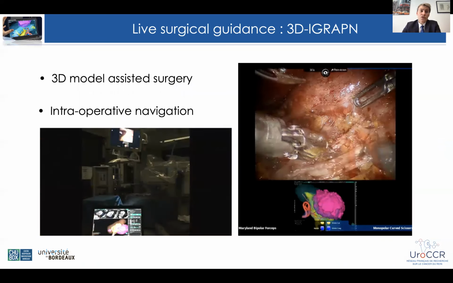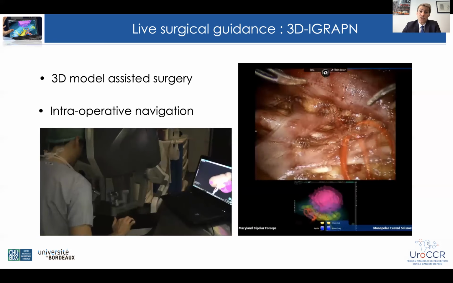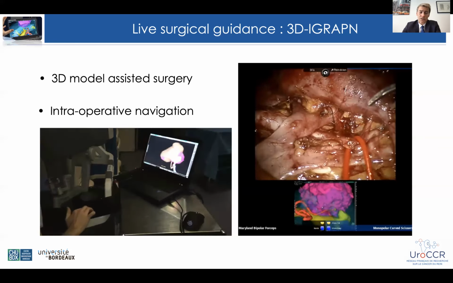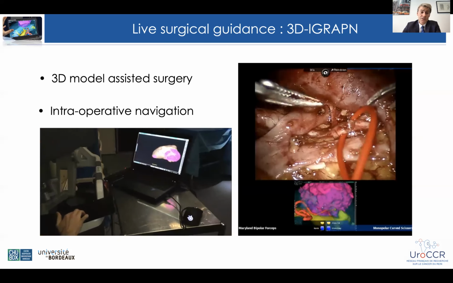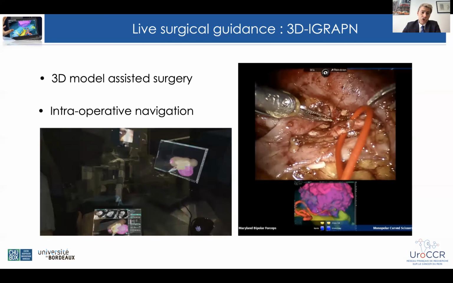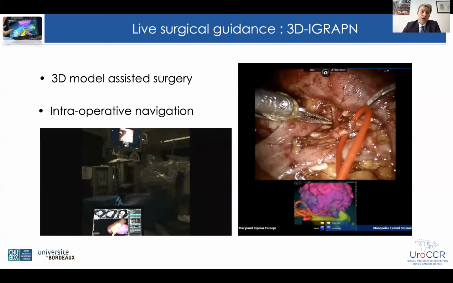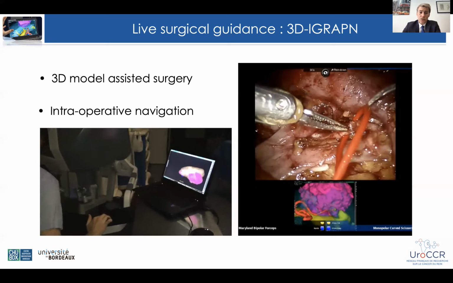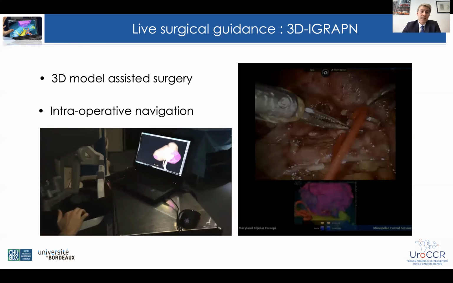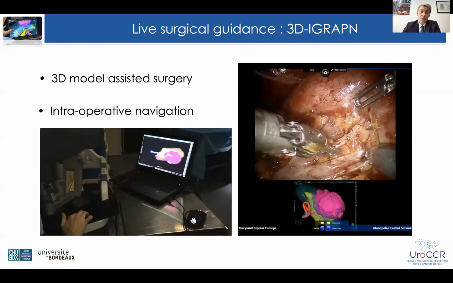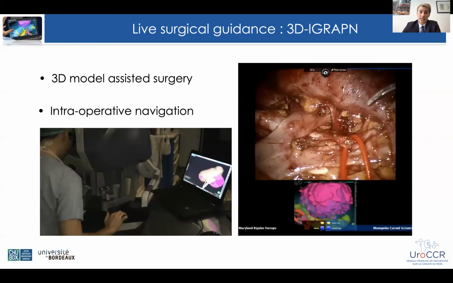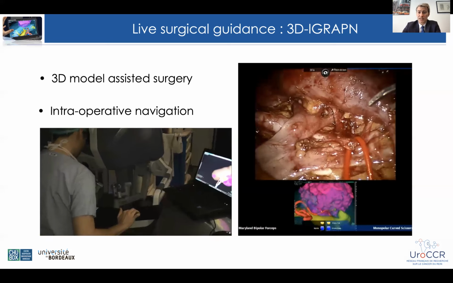they will also be used for live surgical guidance. And you can see here two videos, one showing how we can plug the computer with the 3D model software in it into the robot console in order to perform a 3D model assisted surgery and intraoperative navigation.